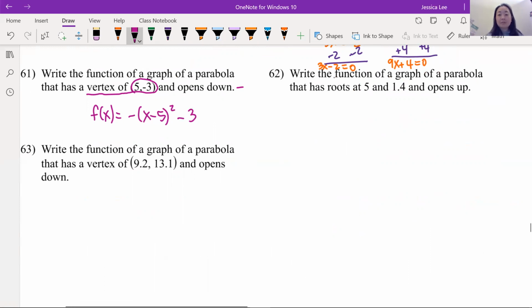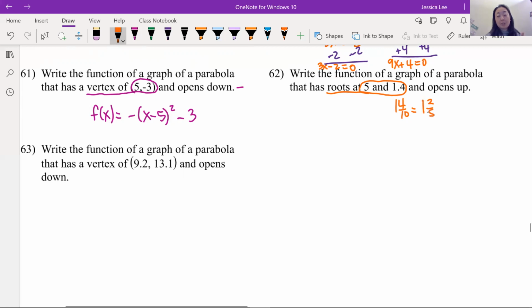Done. Next one. Write the function of the graph that has a parabola that has roots. Right? So one of them is pretty easy to do, but the other one is 1.4, right? We would like them in regular numbers, so 1.4 is like 1 and 4/10, right? And so 4/10 is like 2/5. It's not like 2/5, it is 2/5.